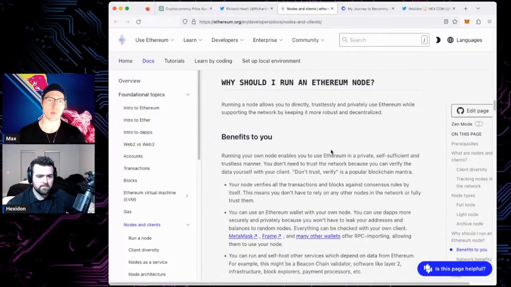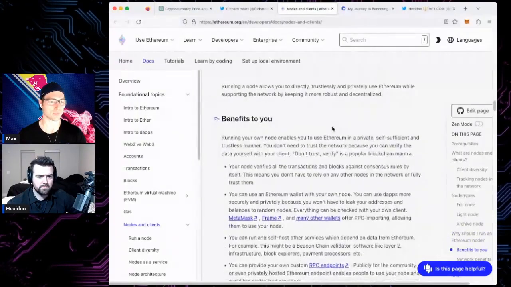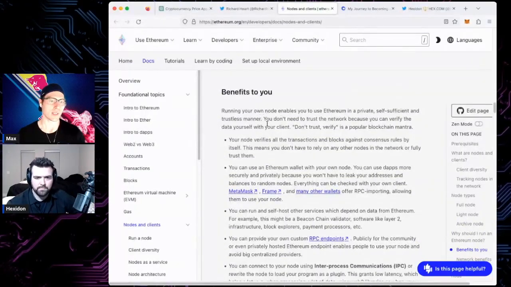And you replace Ethereum with PulseChain, same difference on this part. Benefits to you: running your own node enables you to use Ethereum in a private, self-sufficient, trustless manner.